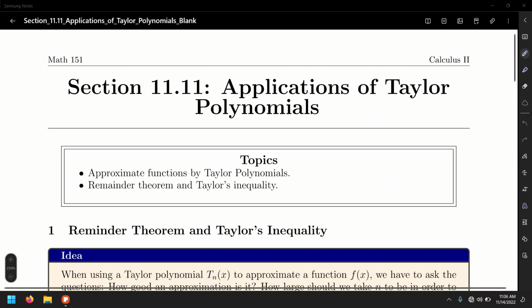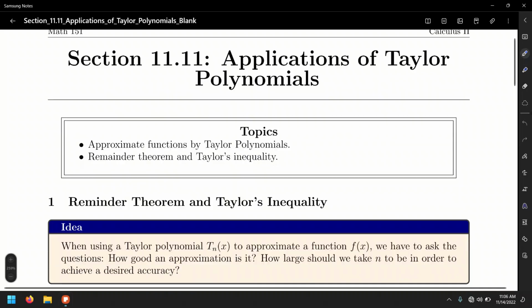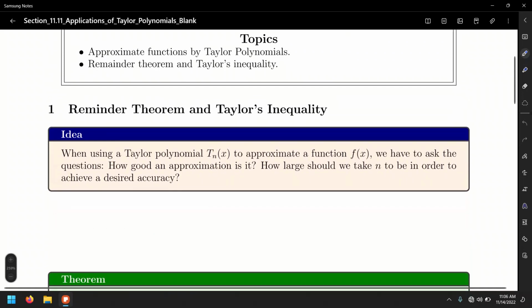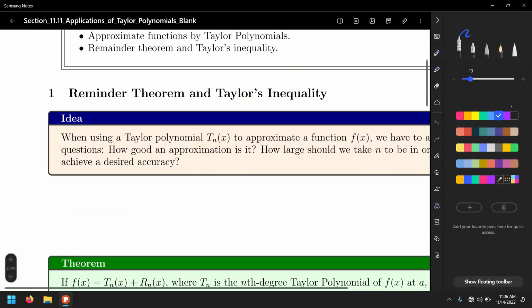In the meantime, the only thing we're going to do in this section is look at the remainder theorem and Taylor's inequality. What is that for?